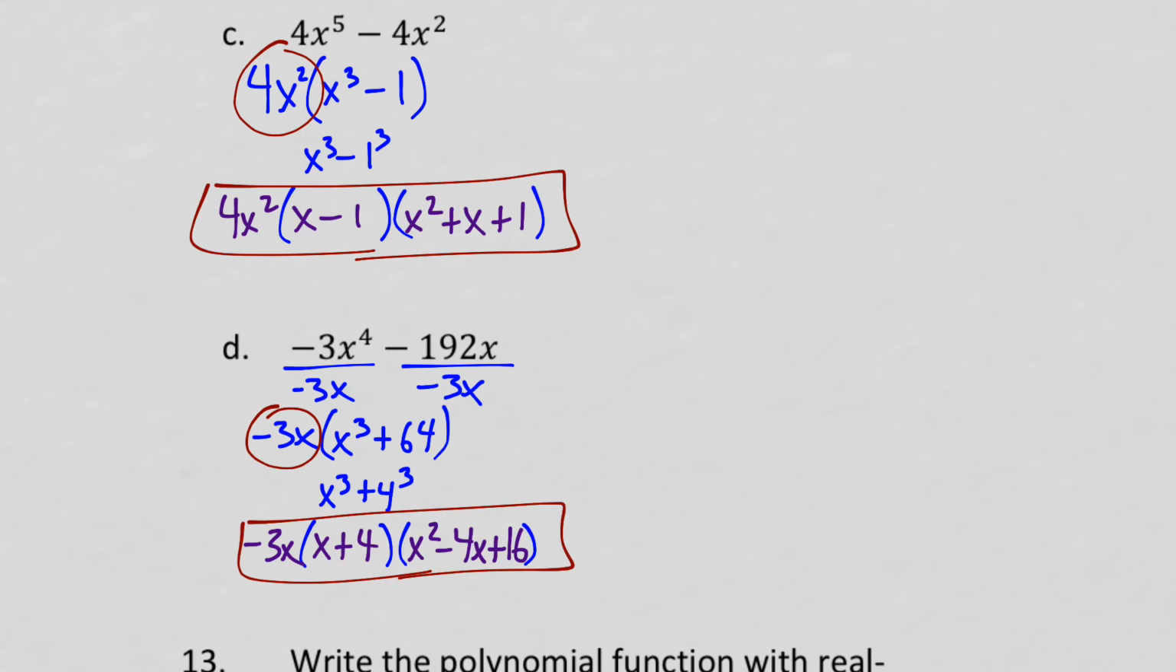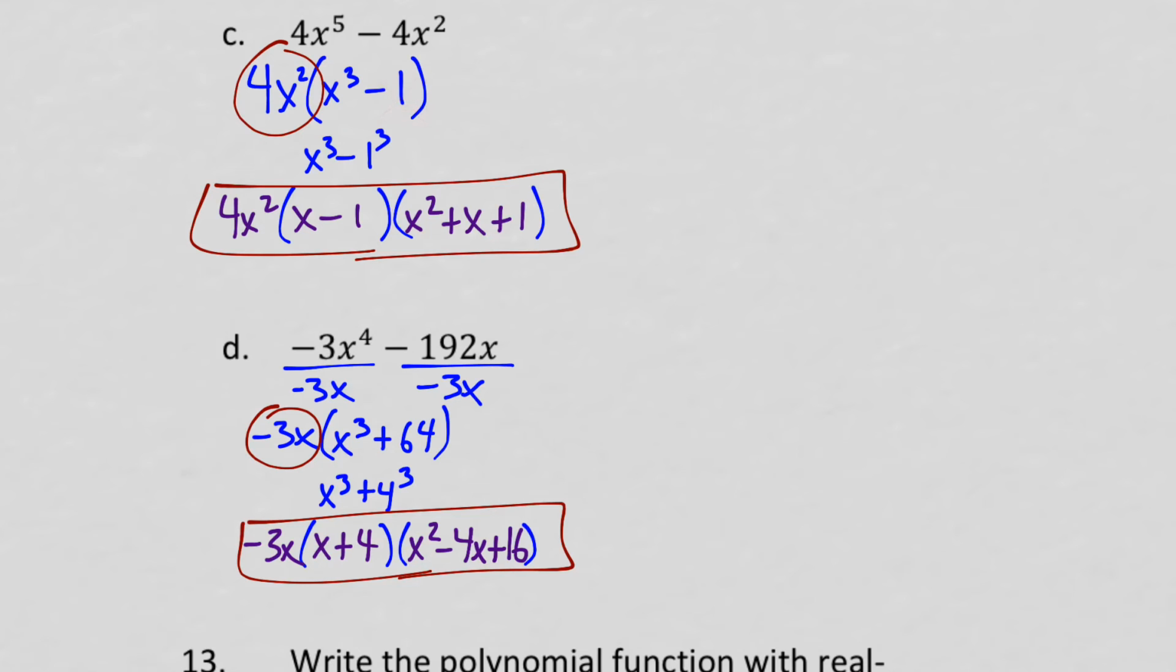Okay, here you go. These are the correct answers for C and D. In C, I noticed first that I had to factor out the GCF, so I factor out 4x squared because that's what they have in common, right? They both have 4, they both have x squared. Then I was left with x cubed minus 1, and at that point I noticed that they are perfect cubes.